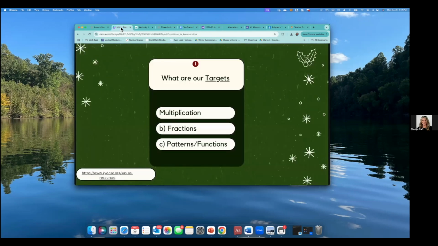Okay, so we're going to look at multiplication definitely today, fractions a whole lot, patterns and functions, which gets into algebra, some of that today. And I'm going to talk about proportions because that's also one of your standards today.